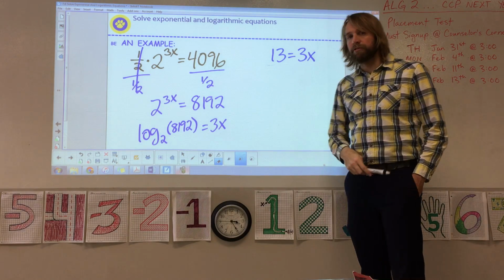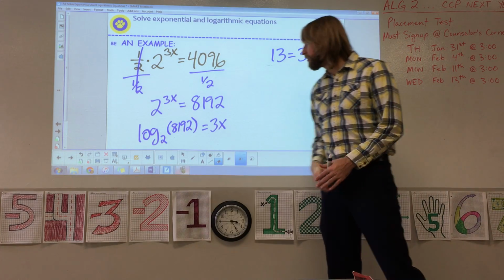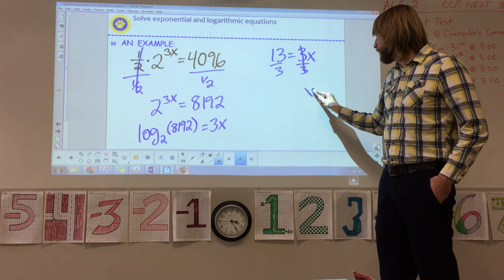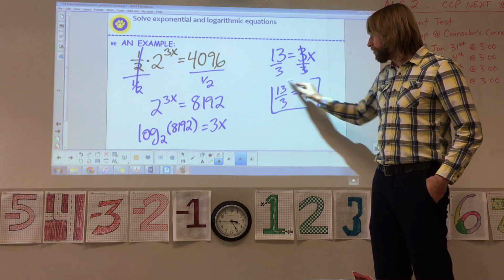Notice I haven't solved for x yet. I've solved for the exponent, which was 3x. I'll do one last algebra step, divide by 3, and I get my answer as x equals 13 thirds, or 13 over 3.